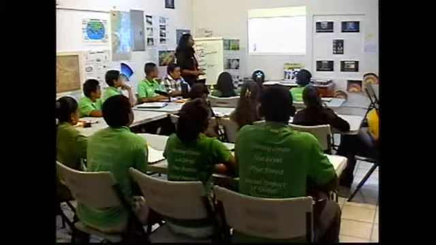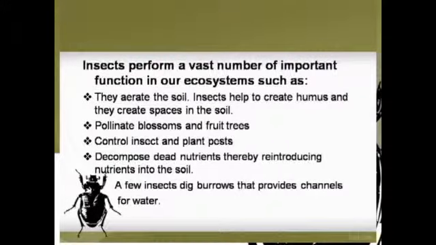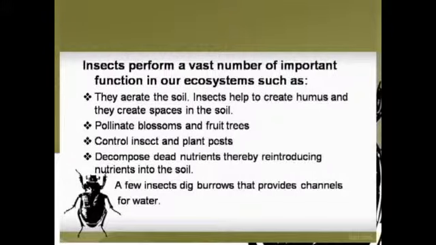Now, insects play a vital role in the environment. They have a vast number of important functions, such as they aerate the soil. Insects help to create humus, and they create spaces within the soil. They also pollinate blossoms and fruit trees. They control insects and plant pests because some insects feed on other insects as well. They help to decompose dead animals or dead matter, releasing nutrients into the soil and making the soil content much more rich for plant and crop production.